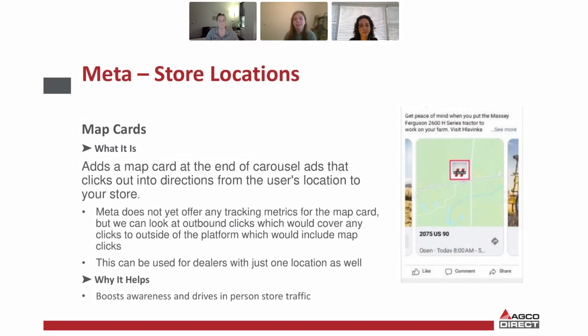Right now, Meta doesn't provide separate tracking specifically for the map card itself, but we can look at overall outbound clicks as a measurement, which tracks all outgoing traffic or out of platform clicks. So that would include map clicks, but also clicks to your website. Map cards are also available to dealers with just one location as long as they have their store information on their Facebook page.